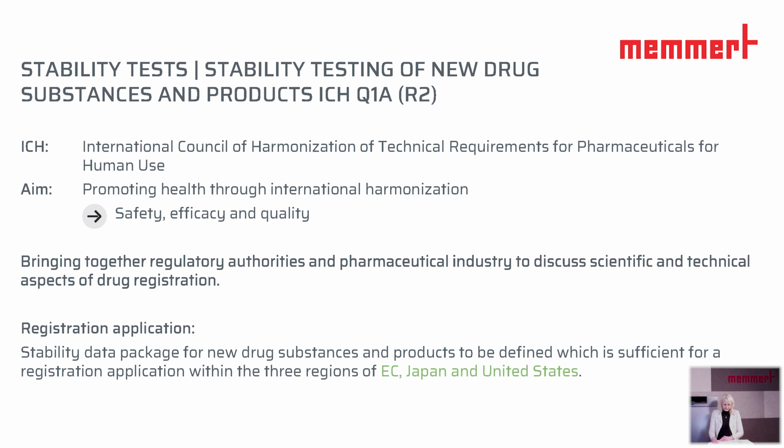It also develops ICH guidelines and achieves greater harmonization worldwide to ensure that products are safe, effective and of high quality. And it determines the stability data package for new drug substances and drug products, which is sufficient for the registration application within the 3 regions of the European Community, Japan and United States, which refers to climate zones 1 and 2.